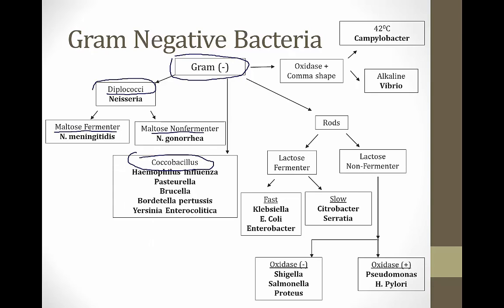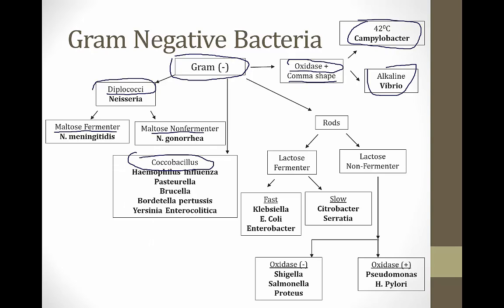Some gram-negative bugs are what's called comma-shaped. These are generally going to be oxidase positive. We'll talk about that test. And then the two comma-shaped gram-negatives are Vibrio and Campylobacter. And Vibrio grows in alkaline media and Campylobacter grows in warm temperatures like 42 degrees Celsius.